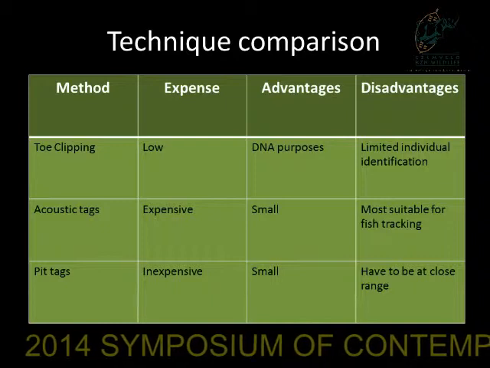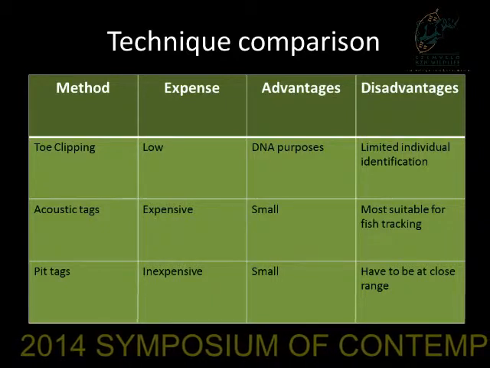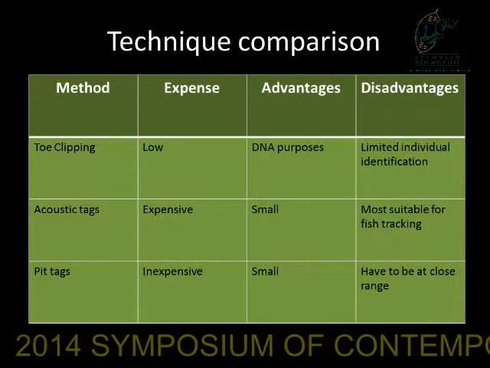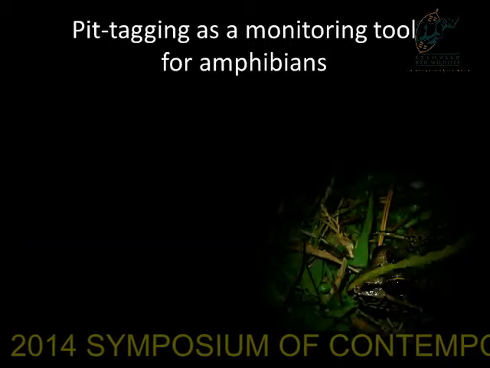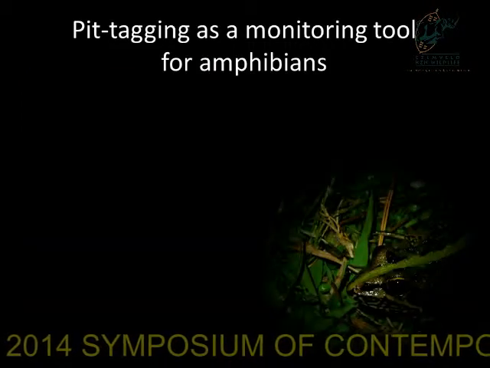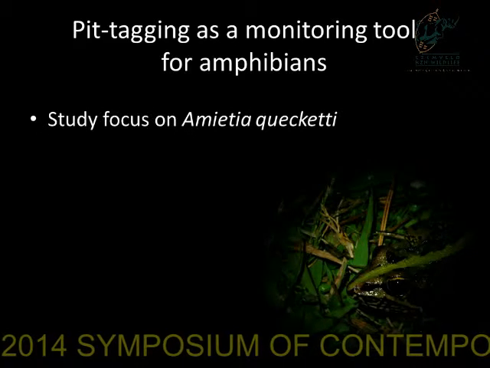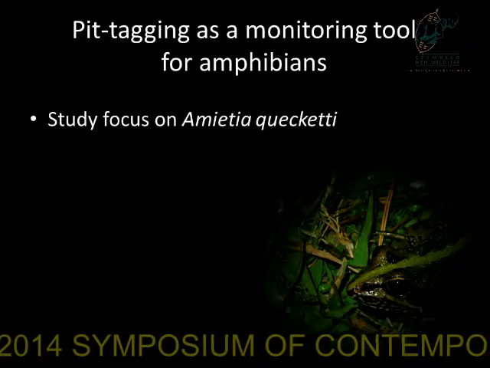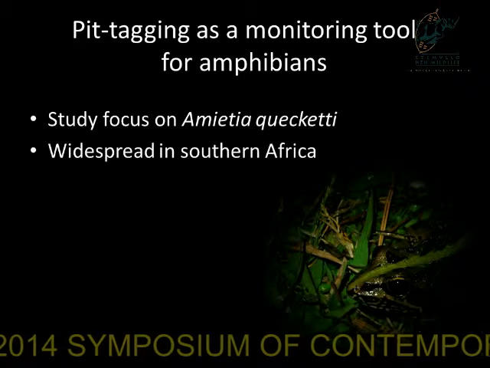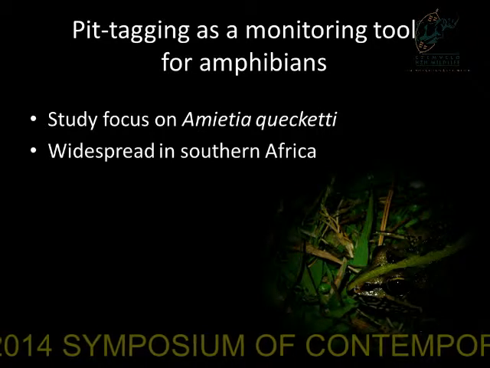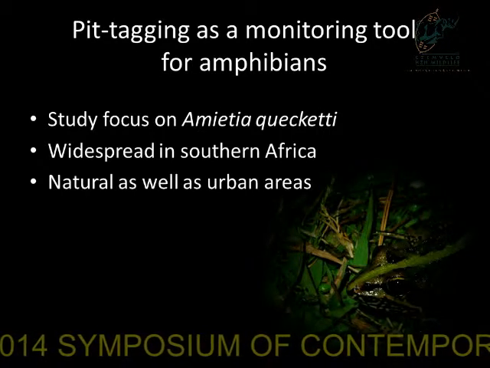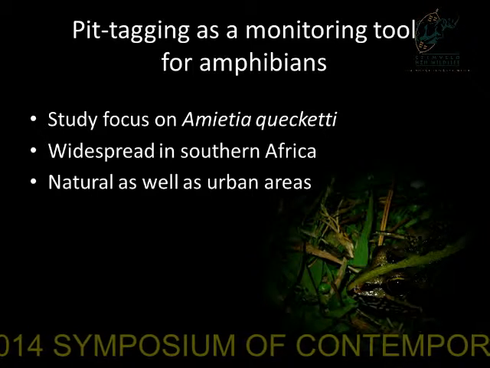So when comparing these techniques, we decided to use pit tags. If you would agree, it would be the safest way to go. So we made use of pit tagging as a monitoring technique for Amietia quecketti, which is the Queckett's river frog. It is a widespread species throughout southern Africa. It occurs in natural as well as in urban areas.